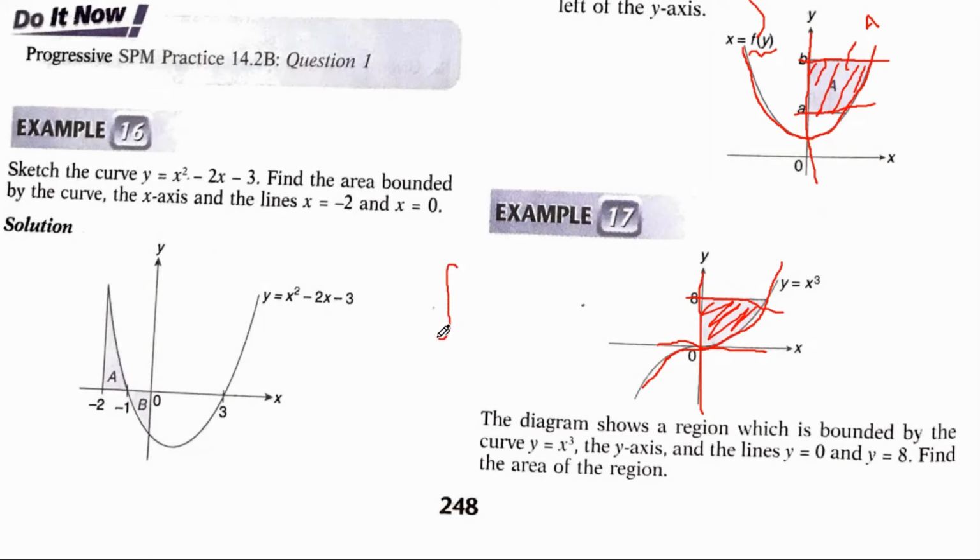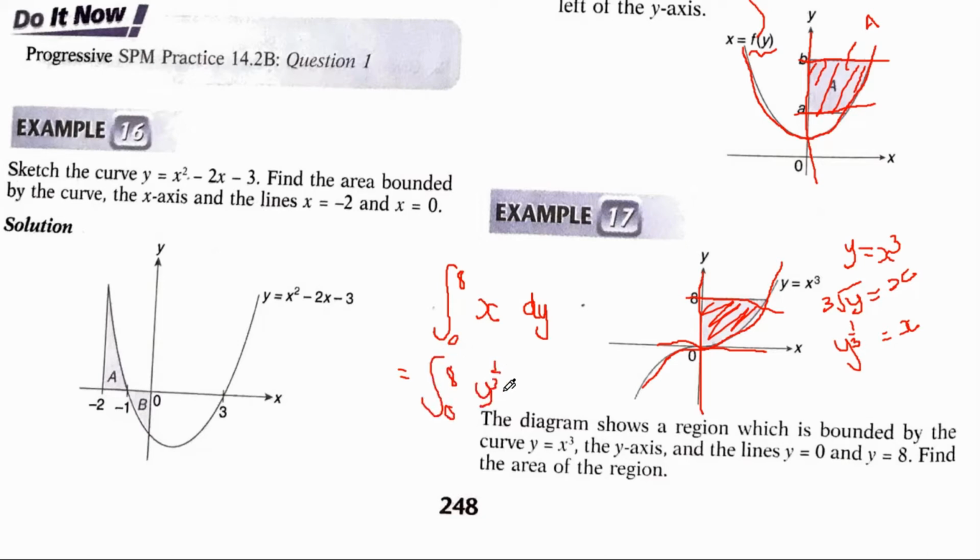Okay, so we integrate. So this is in respect of y-axis. Just now is in respect of x-axis. So in respect of y-axis from 0 to 8. So something in respect to y, so we have to put dy. When you put dy here, you have to put x in the middle. Okay, so what is x? We are given y equals x cubed. So x will equal cube root of y. Cube root of y will be y power 1 over 3. So x equals y power 1 over 3. So integrate 0 to 8, y power 1 over 3 dy.